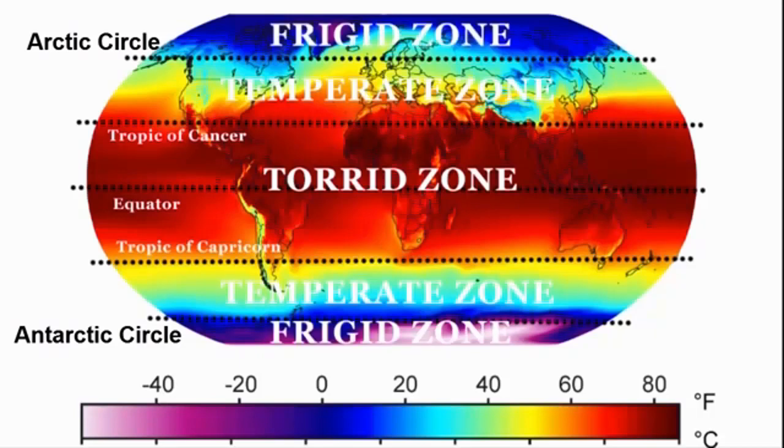As we go even further away, we have the frigid zone. It's cold, freezing out here. This area is in between the Arctic Circle and the North Pole in the northern hemisphere, and in the southern hemisphere it is between Antarctic Circle and South Pole. So these were all the latitudinal changes that affect the climate of a place.